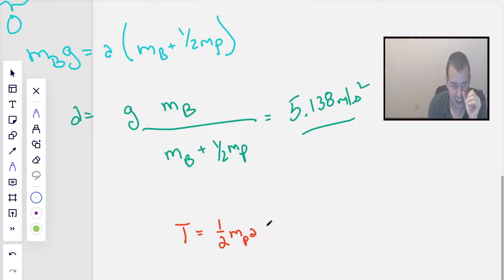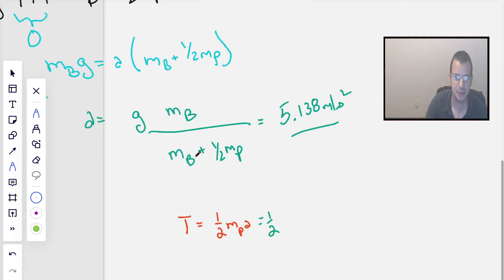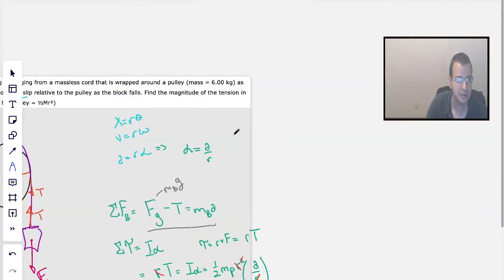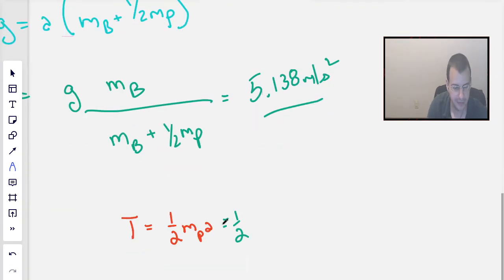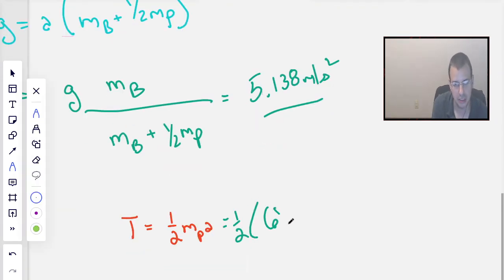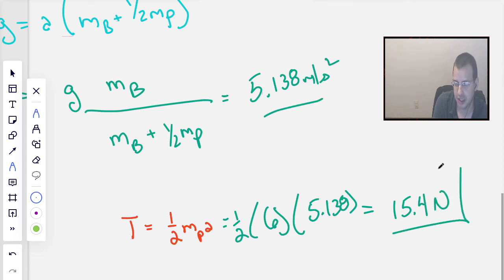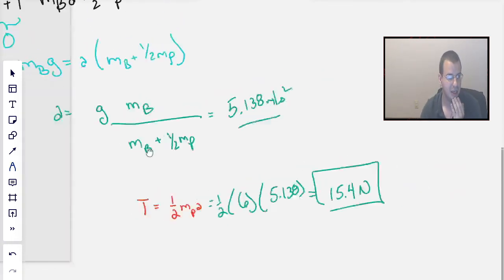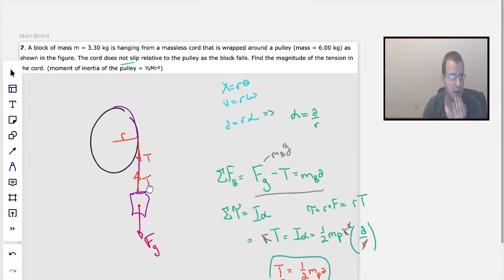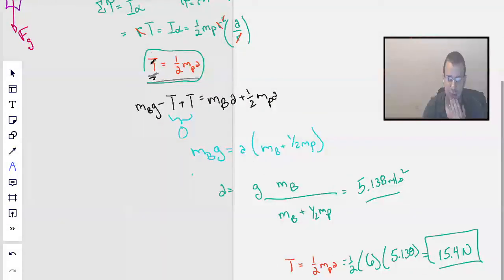and I'm going to say that the tension, therefore, is 1/2 mass of the pulley, which I think was 6. 6, yep. 1/2 times 6 times acceleration, which is 5.138. So basically, we're going to take our previous answer of 5.138, multiply it by 3, which is 1/2 of 6. We get an answer of 15.4 newtons. And so the tension in this wire, string, did we say cord, is going to be 15.4 newtons.